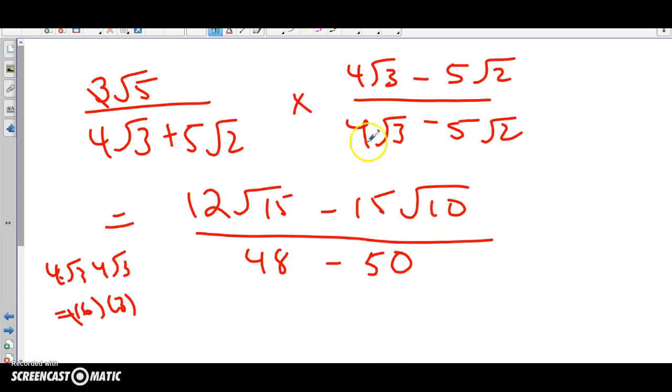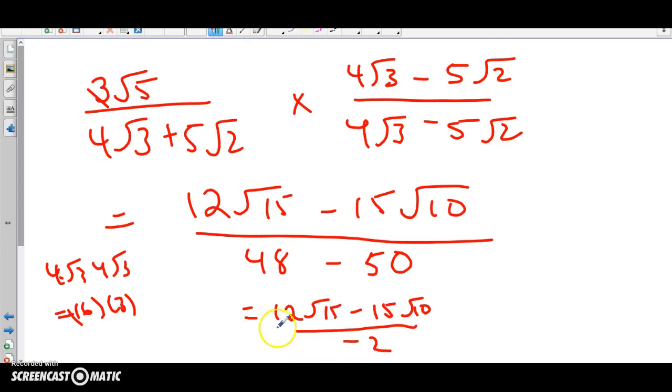Okay, so 5 times 5 is 25. Root 2 times root 2 is 2, so that's 50. I clean that up. So now I'm going to clean this up a little bit here. 12 root 15. There's nothing that could simplify here. 15, there's no perfect square that goes into that. And this one, same as that, and that's all over minus 2.